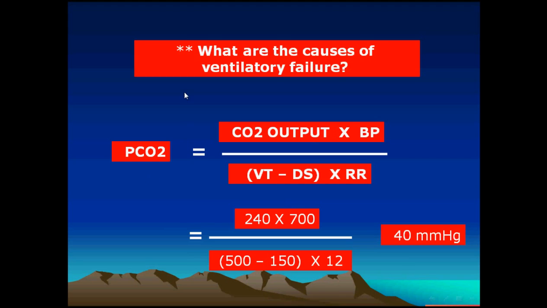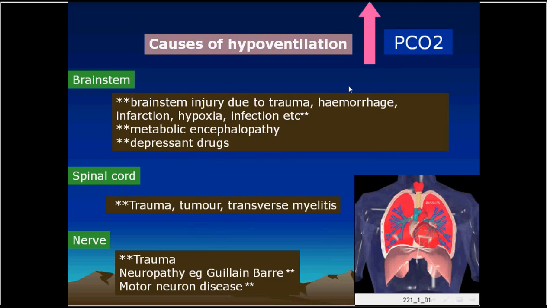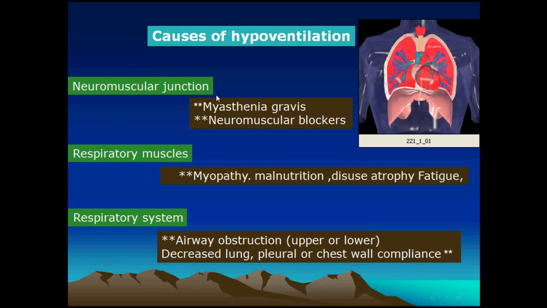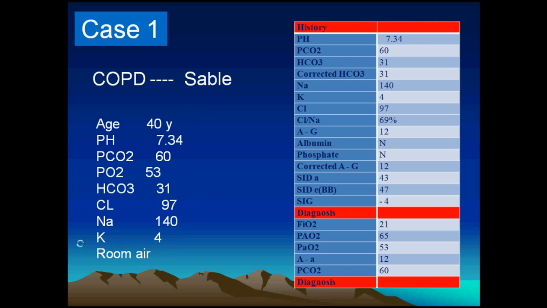So this should be considered while you are talking about the high carbon dioxide or retention of carbon dioxide. These are the commonest causes: maybe in the brainstem, as in brainstem injury, hemorrhage, or metabolic encephalopathy, or depression, drugs; spinal cord, like trauma, tumor, transverse myelitis; nerves, like neuropathy, Guillain-Barré, or motor neuron disease. In cases of neuromuscular junction problems like myasthenia gravis, neuromuscular blockers, or respiratory muscle myopathy, muscular dystrophy, or fatigue; the respiratory system itself, this is upper airway obstruction or decreased lung, pleural, or chest wall compliance.